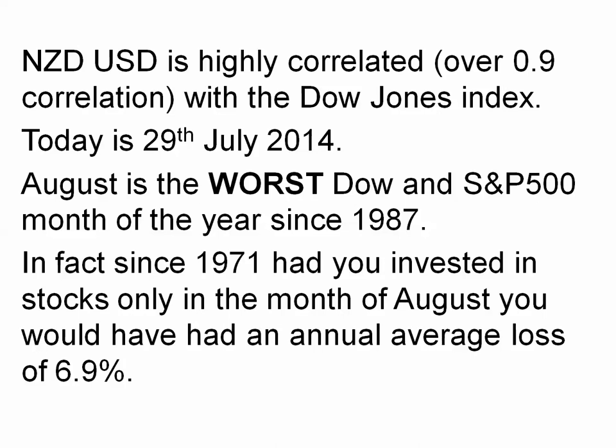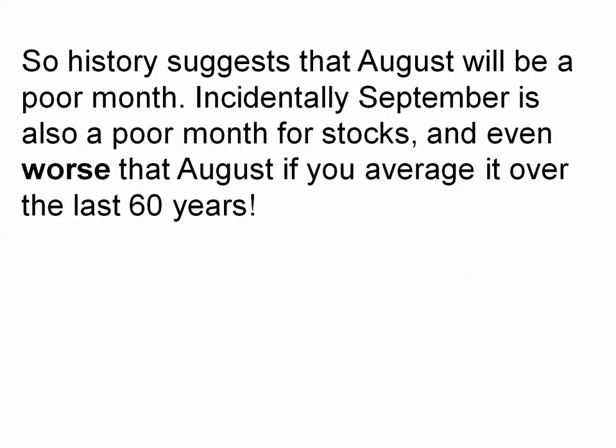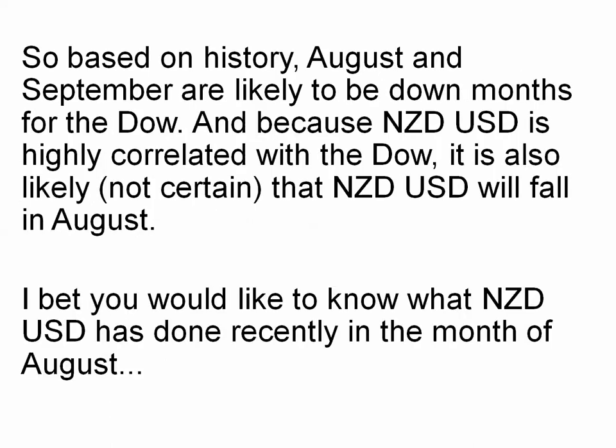And in fact, even earlier, if you go back, August is a very poor month for stocks. And as I say here, obviously NZD USD is highly correlated with stocks. So if stocks come down in August, we would expect NZD USD to come down because it's highly correlated. Okay, so history suggests that August will be a poor month for stocks. Incidentally, September is also a poor month for stocks, and it's even worse than August if you average it over the last 60 years. So we've got 2 months coming up which are very bad for stocks, and therefore by inference very bad for NZD USD.